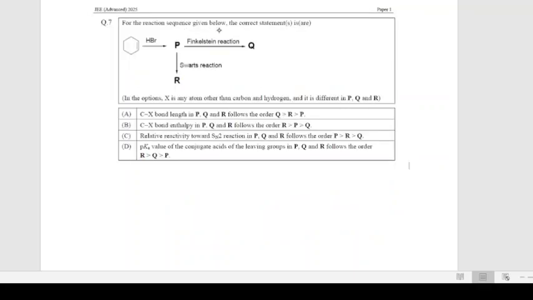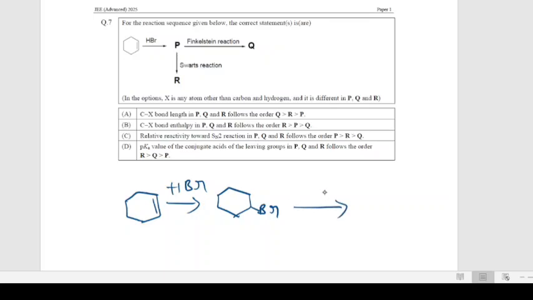In the reaction sequence given below, they are asking for the correct statements. First, let me write the products here. So here, as a double bond is there, when it is attached to the HBr, definitely we get the cyclohexyl bromide like this, right? And if it undergoes Finkelstein reaction with sodium iodide, definitely we get iodocyclohexane here.